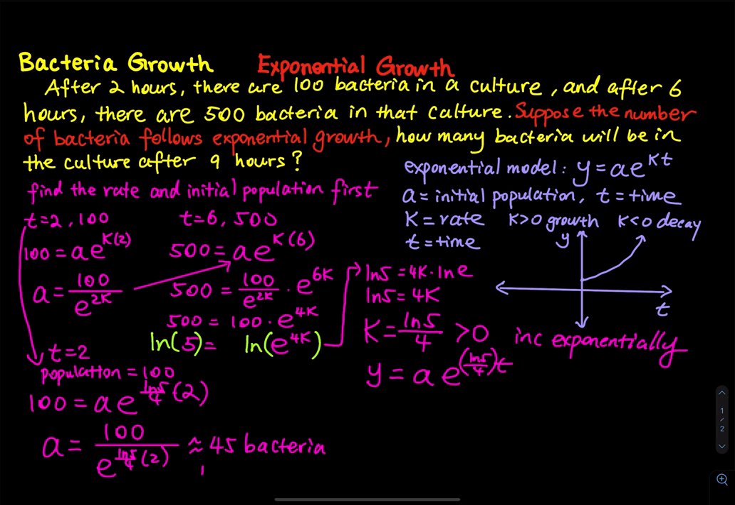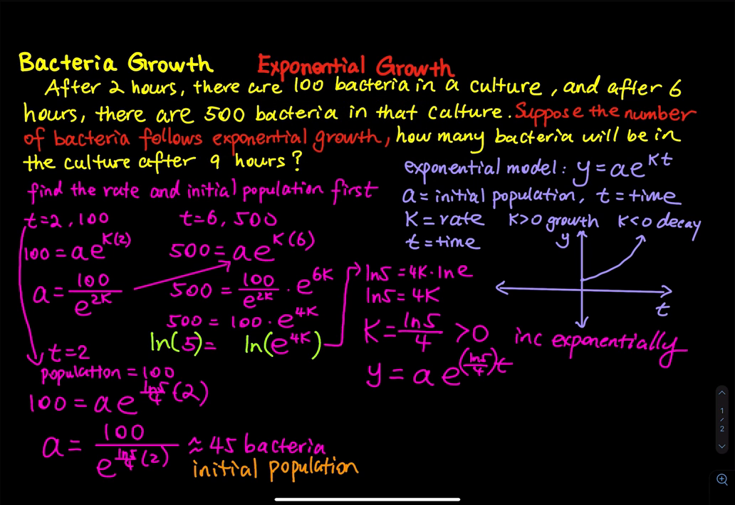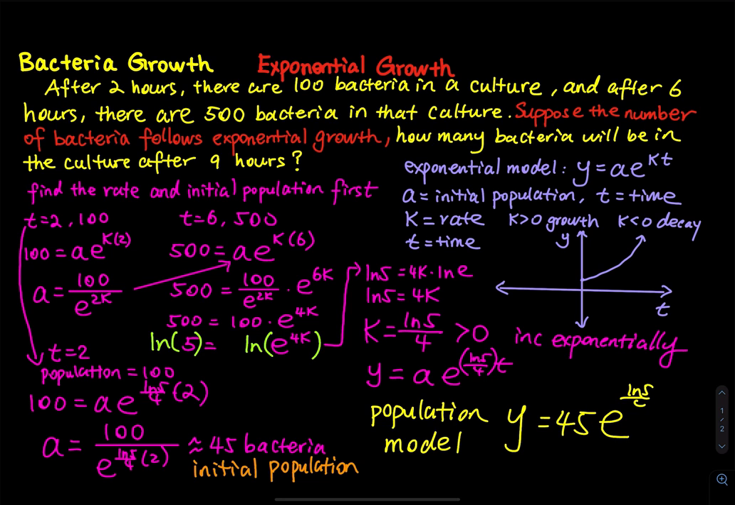And then this is the initial population. Let's put that in a different color. Initial population. And therefore, the population model is y equals 45 times e to the kt, where k is ln phi divided by 4, times t. And then we will be using this model to answer all the questions.